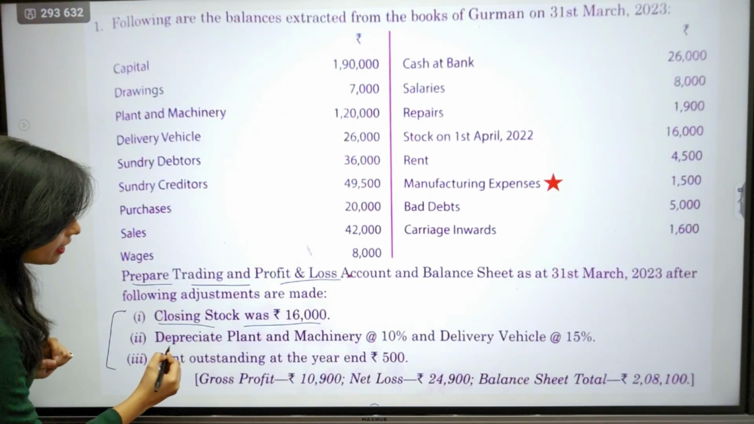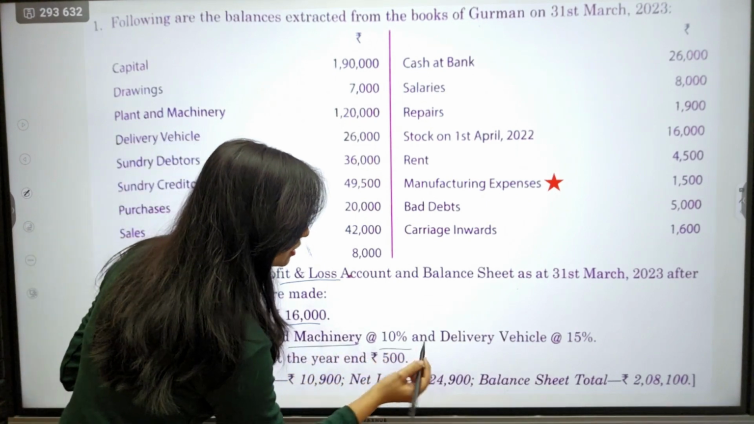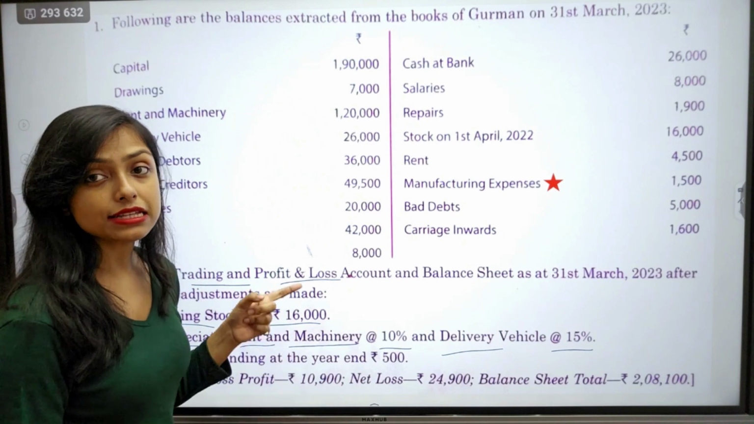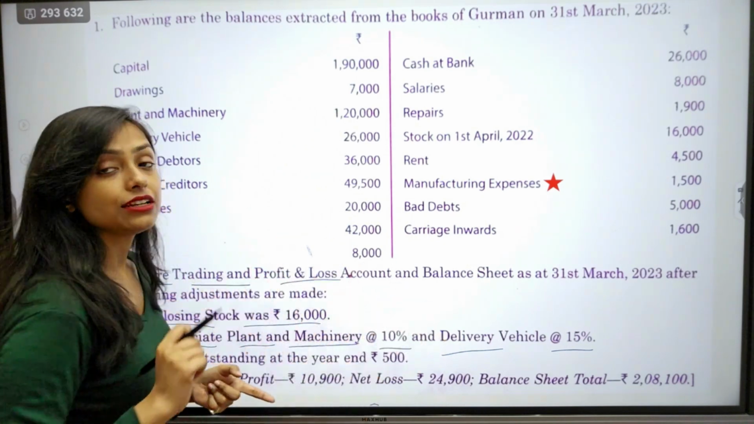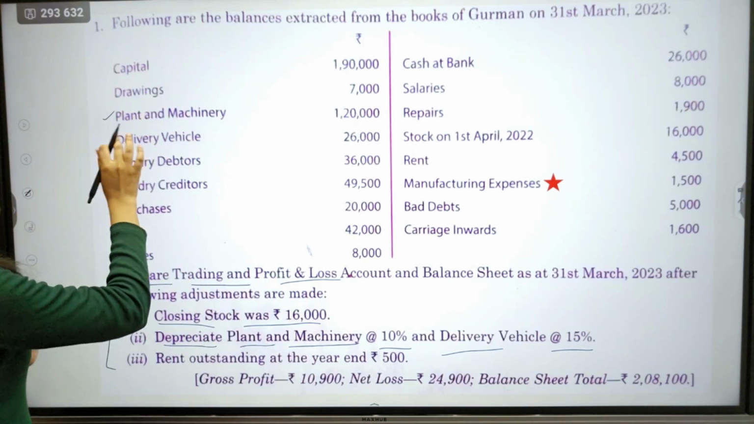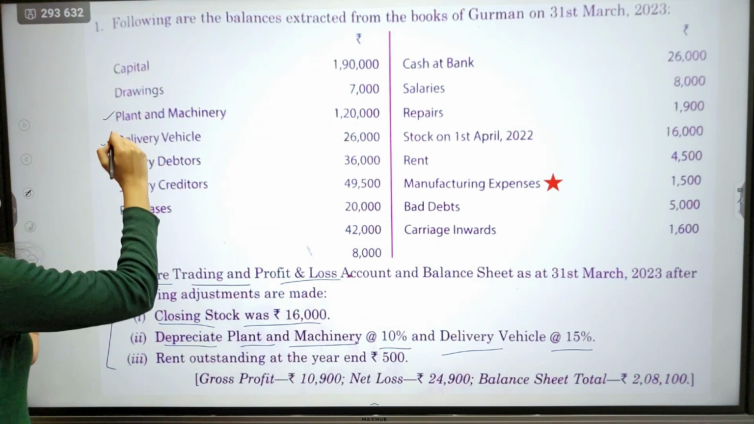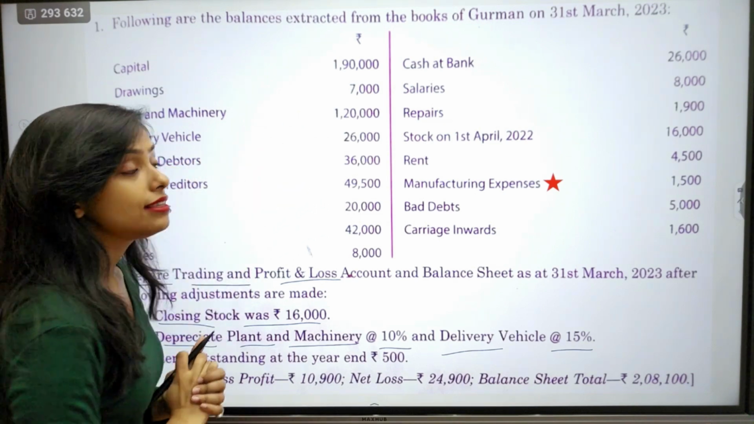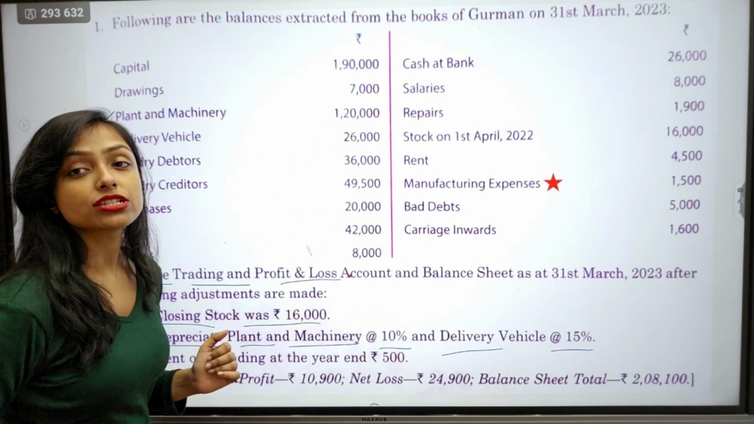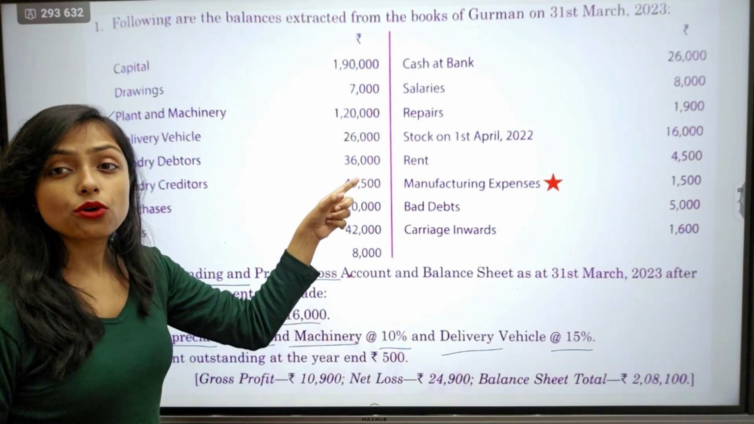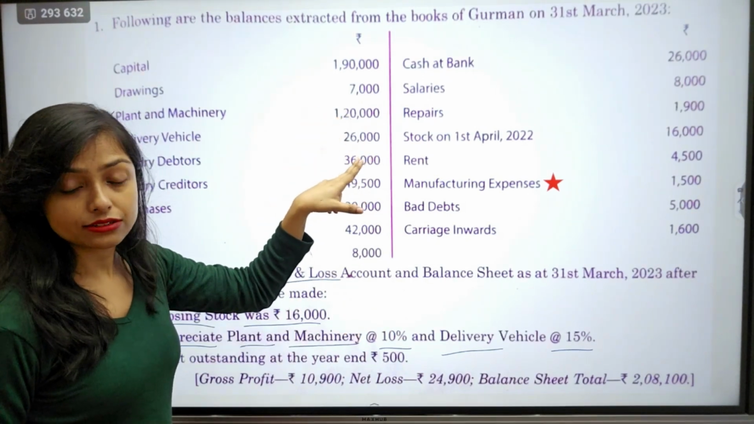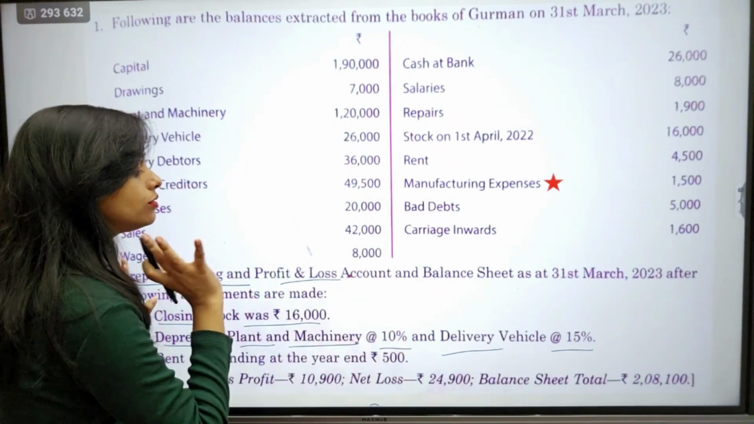Then let's come here. Depreciate plant and machinery at the rate of 10% and delivery vehicle at the rate of 15%. This definitely means that we have a machinery and a delivery vehicle inside our trial balance. So let's find it and see the balance of it. This is plant and machinery 1,20,000 and this is delivery vehicle 26,000. These are not adjusted yet. So we still have to make this adjustment of depreciation. That means we did not adjust this depreciation during the year. These are not depreciated. Fine. Hence, we have to do that now.